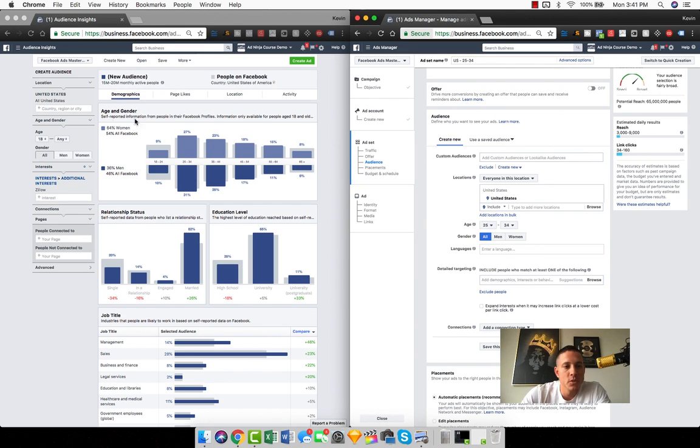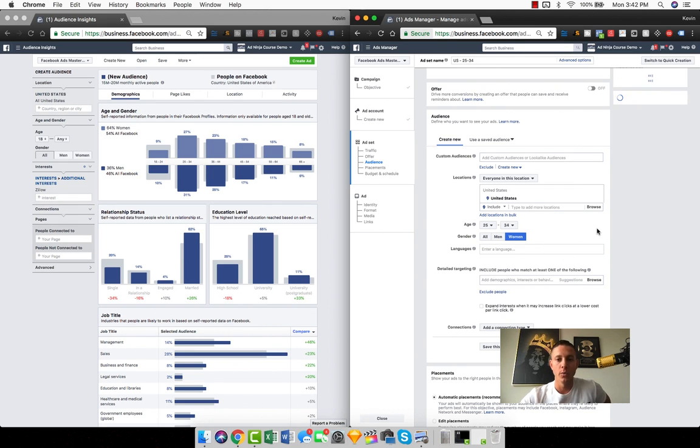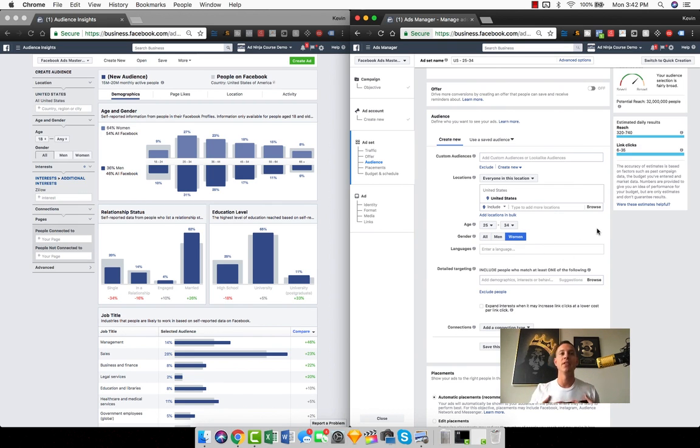And so we see that there's both genders. Sometimes you'll see that it's like 95% women. And so then showing the ad to men, for example, would be a waste of your ad dollars. And so if this said 95% women, I would choose only women, just so I'd have the highest chance of our ad performing well from the start. Because that's the goal here, guys.